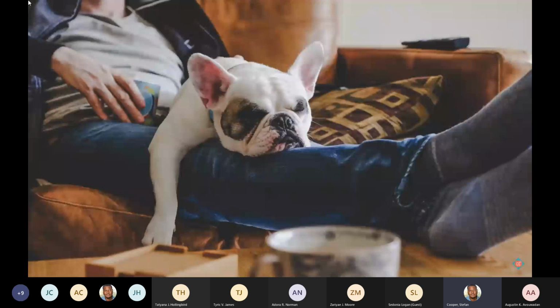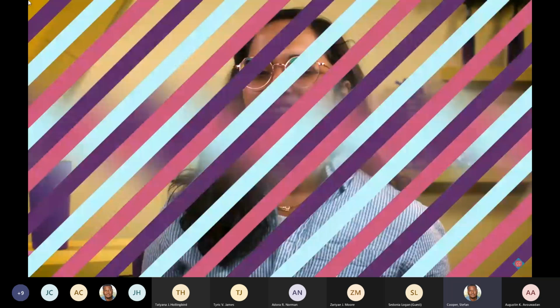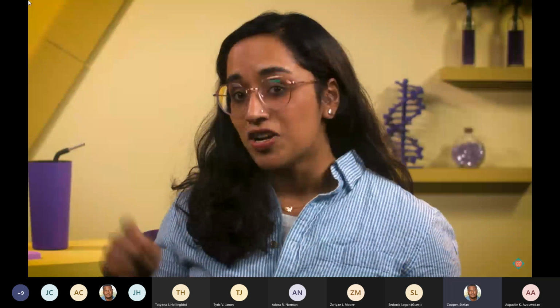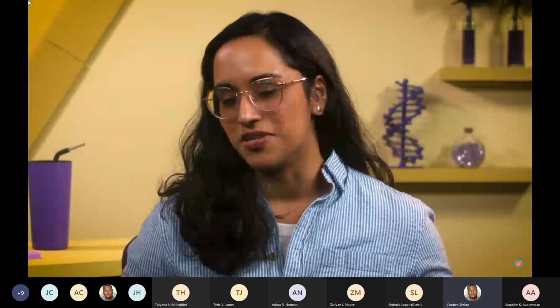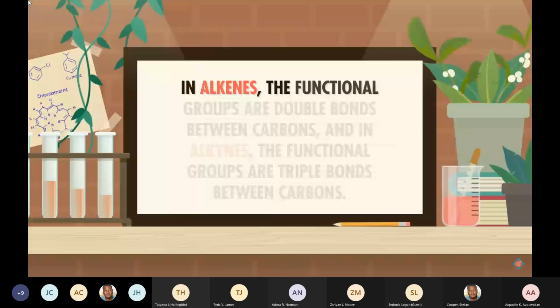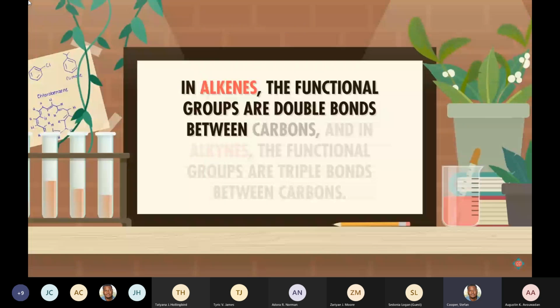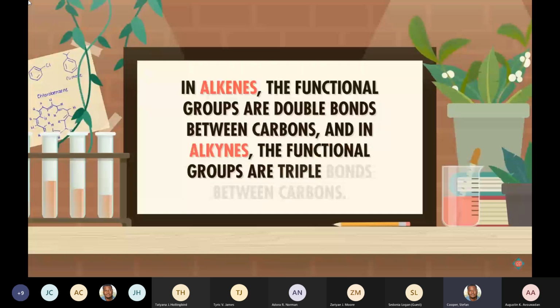On the other hand, alkenes and alkynes have functional groups. Remember last episode, we said that functional groups are where all the cool chemistry happens. In alkenes, the functional groups are double bonds between carbons. And in alkynes, the functional groups are triple bonds between carbons. Alkenes and alkynes can do fun reactions to make things like light-emitting polymers, which are big molecules with regions where electrons kind of move around on a racetrack that absorbs energy and emits light. But I'm getting ahead of myself.